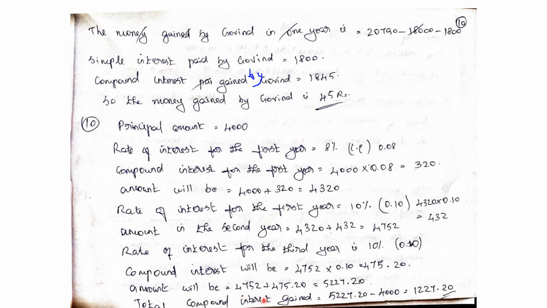The amount will be 4752 plus 475.20. So the amount will be 5227.20. So the total compound interest gained is the final amount minus the principal amount. 5227.20 minus 4,000. So we'll get 1227.20.